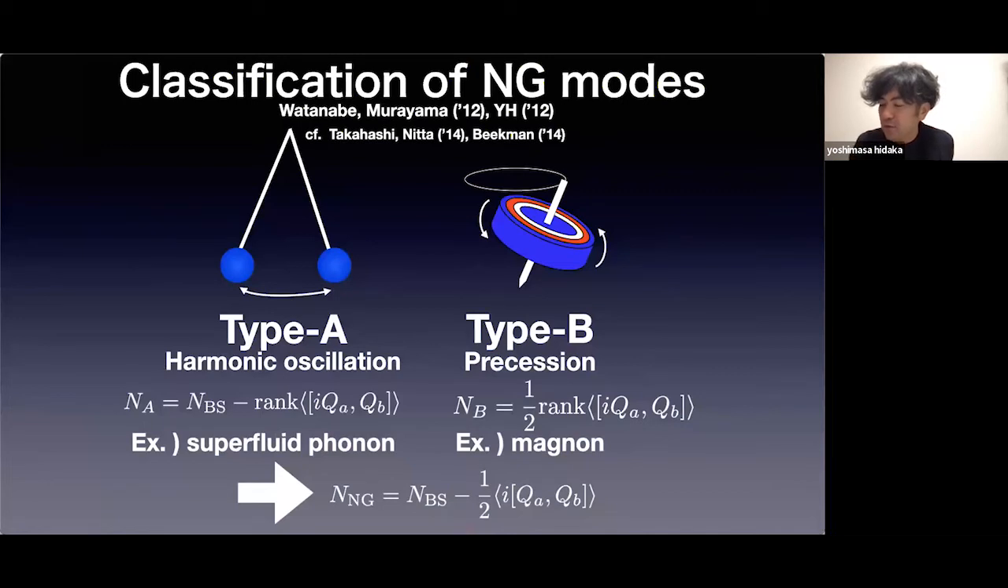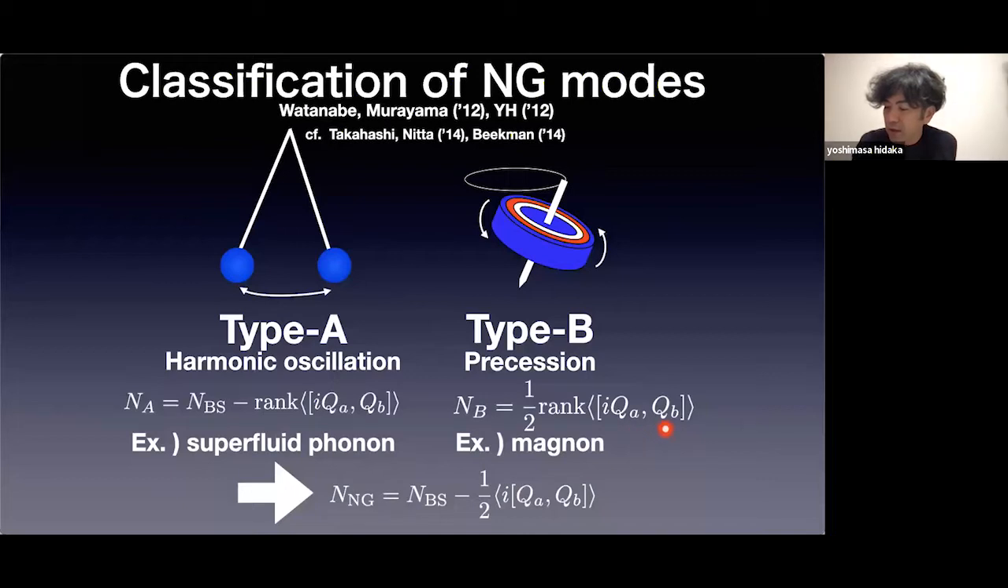So in general, we can classify the Nambu-Goldstone bosons into type A mode and type B mode. Roughly, type A is a kind of harmonic oscillation and type B is a precession motion. The number of type B is characterized by these values, where Q is the different charge that is canonically conjugate. And the rest of these degrees of freedom is called type A.